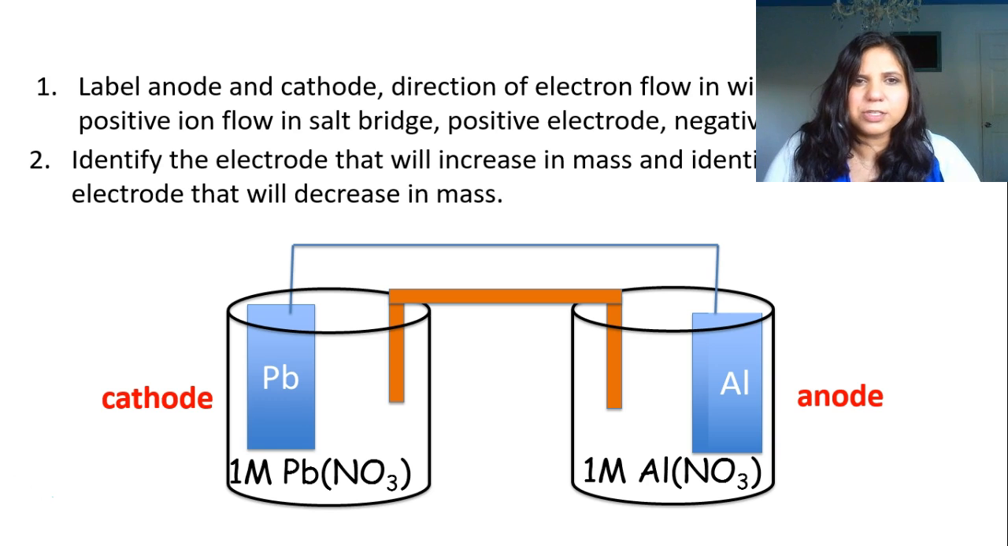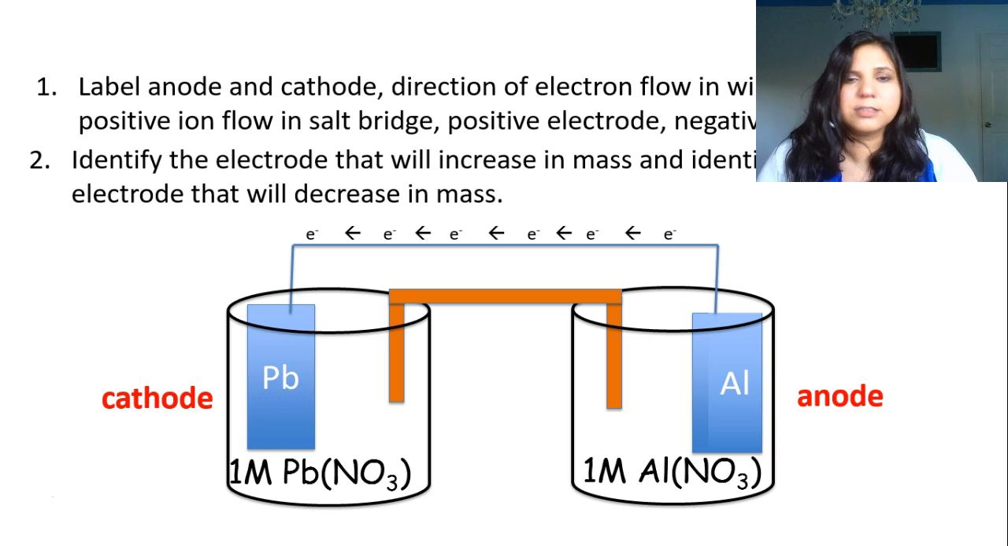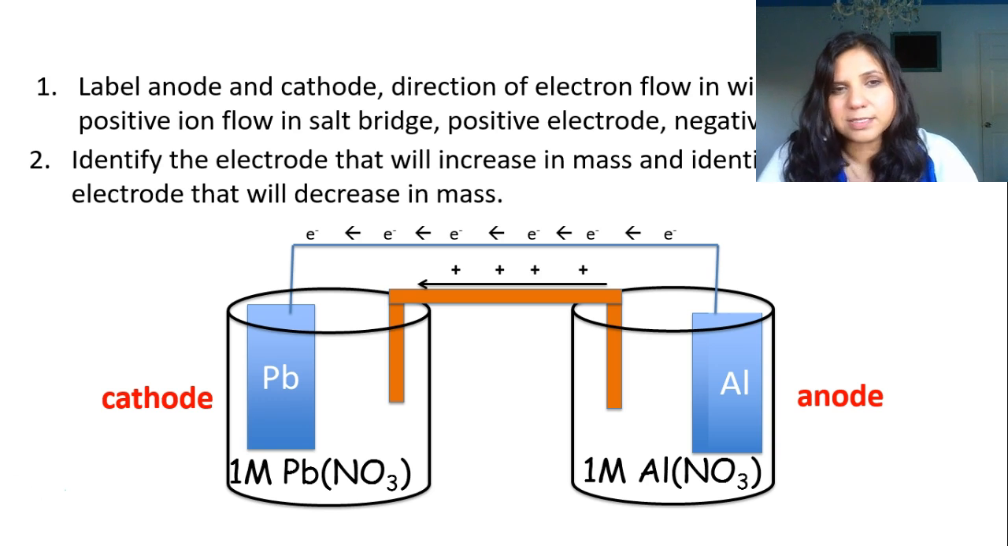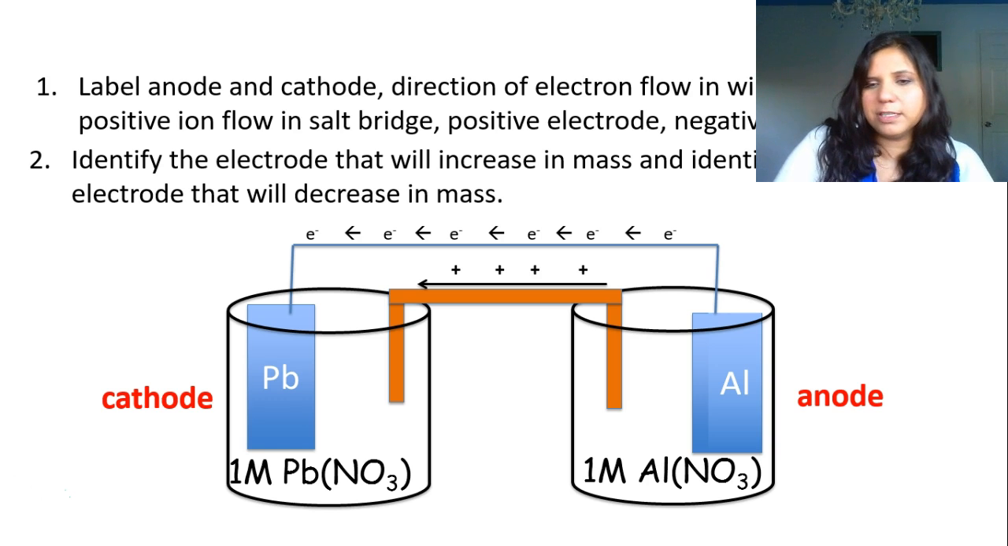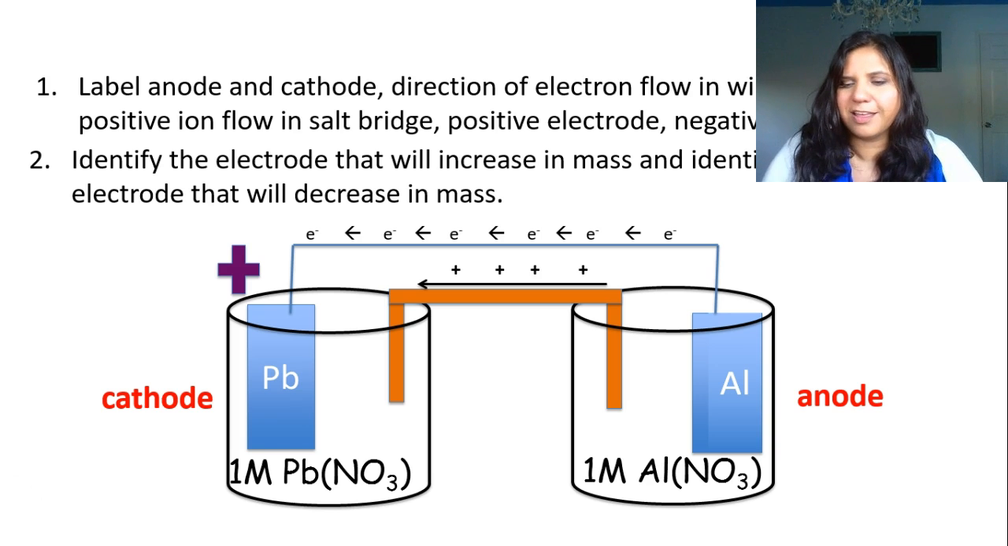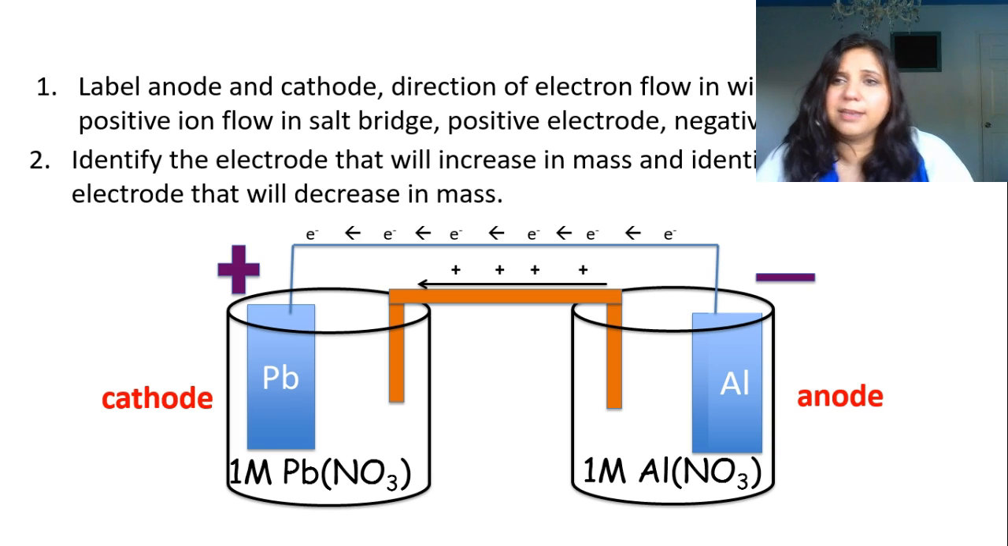All right, so the electrons always flow from anode to cathode, so they're going to flow in that direction. The positive ions will flow in the same direction as the electrons, so they're going to flow that way. Those are the positive ions. Now remember, the negative ions are going to flow the opposite direction. We want to know which one's the positive electrode and which one is the negative electrode. The cathode is always positive, just like cations are positive, and the anode is negative, just like an anion is negative.